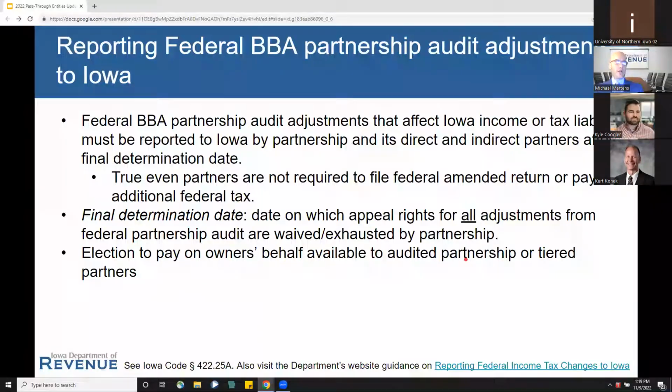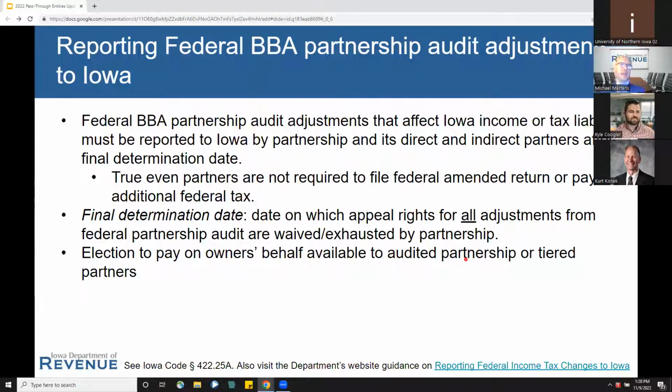For all other partnership audit adjustments related to these centralized BBA audits, if the audit adjustments affect Iowa tax or Iowa income of the partnership or the partners, Iowa law requires that those changes be reported by the partnership and all of its direct and indirect partners after the final determination date of the audit. Again, this is true even if the partners weren't required to file federal amended returns or pay additional federal tax individually.